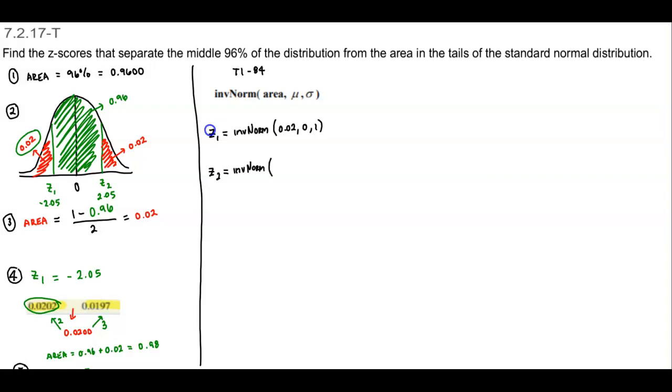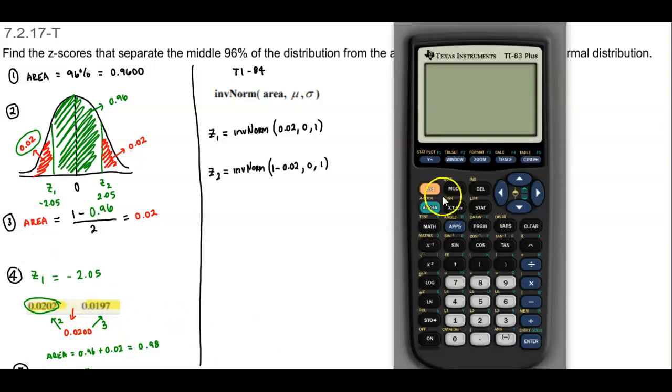The area that we're going to need, we can take 1 and subtract 0.02, or we can use the 0.98 that we found here. So let's go ahead and use our calculator. We're going to go to 2nd and then Distribution, and then we're going to go to invNorm. And then we're going to put in the area of 0.02 with a mean of 0 and a standard deviation of 1. And you can see that we get negative 2.05.